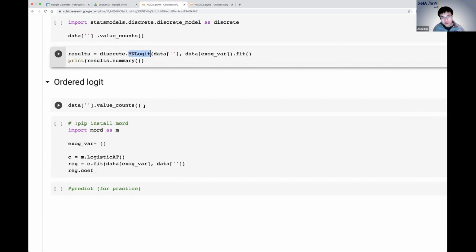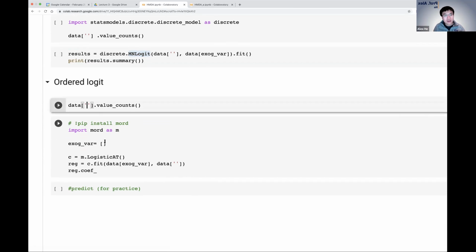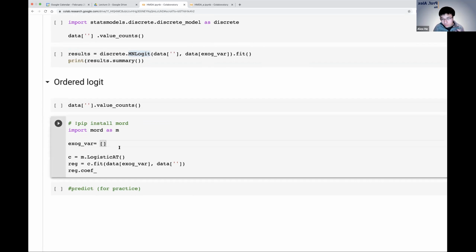And finally, ordered Logit, same thing. You find some variable that has several categories, but it's ranked from highest to lowest, and then plug that variable here, and also specify what variables you want to predict that. So it can be anything. Just try it out to see what the results and the predictions look like.